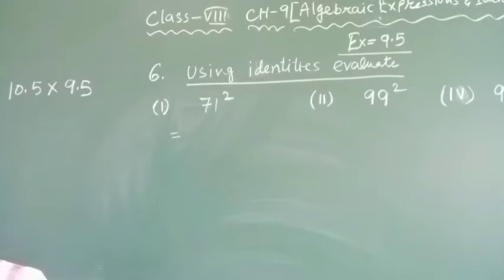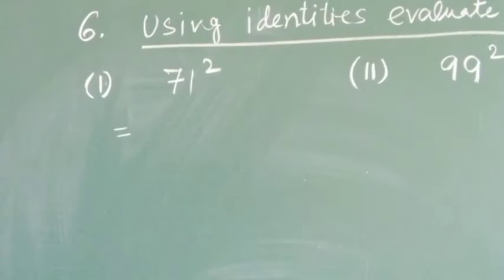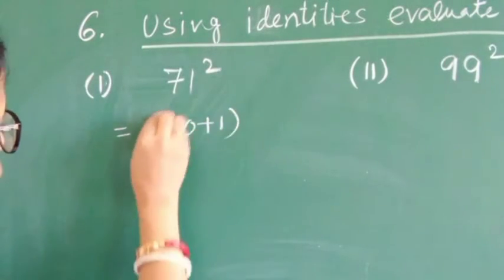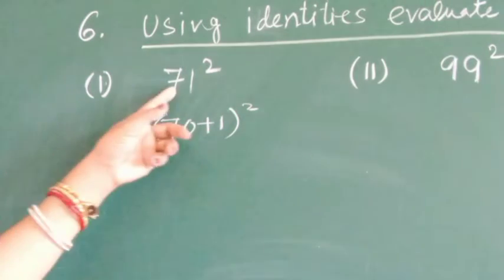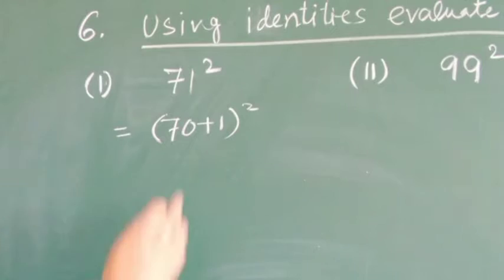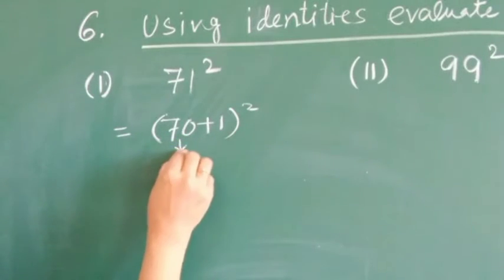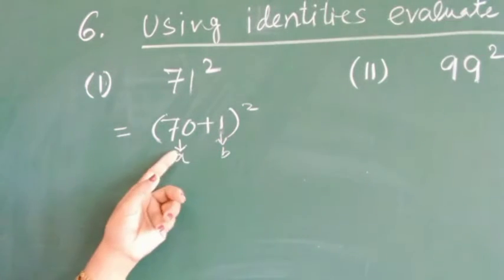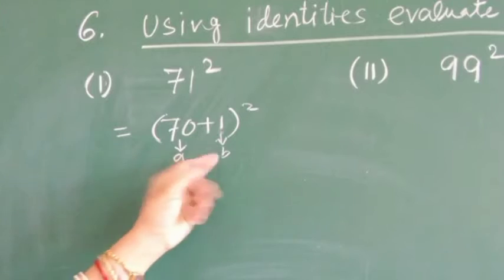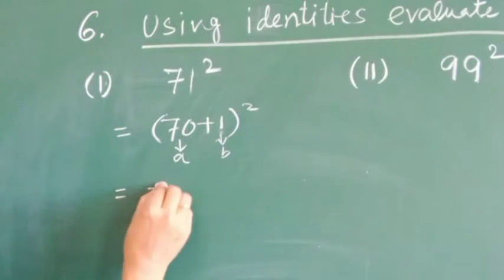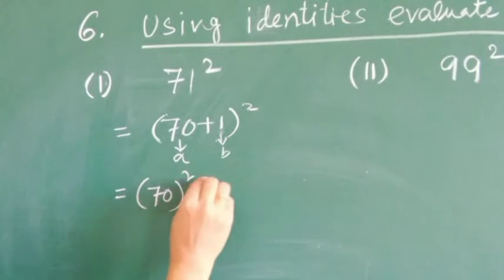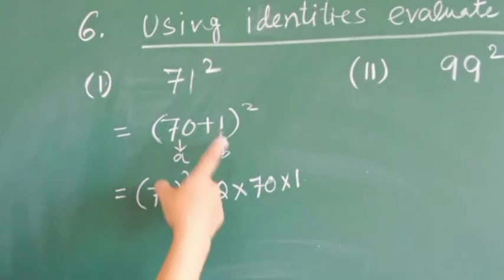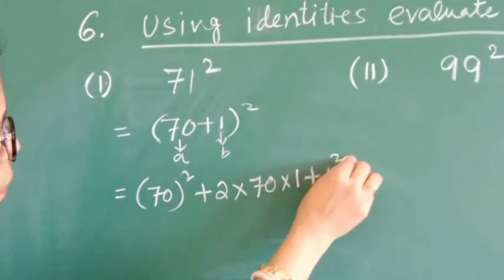Can I write, instead of 71, 70 plus 1, whole square? Instead of 71, 70 plus 1, same value. Now I can take 70 as A and I will consider 1 as B. So you can use the identity (A plus B) whole square. Now 70 square, A square, plus 2 into A into B, B is our 1, and then 1 square.